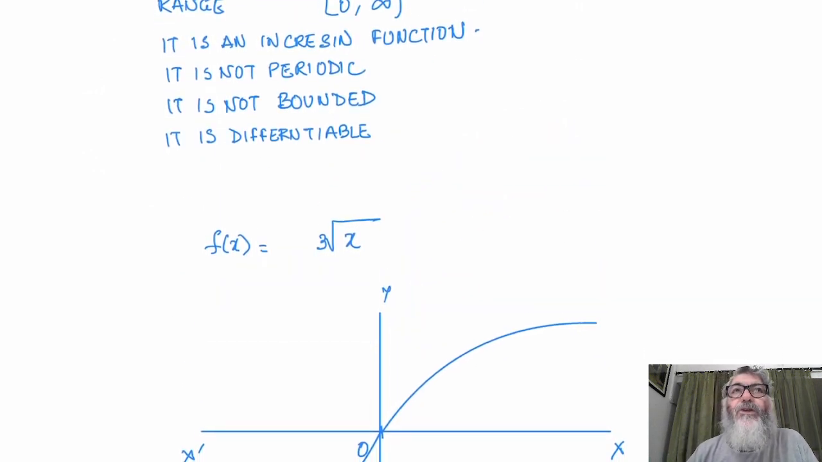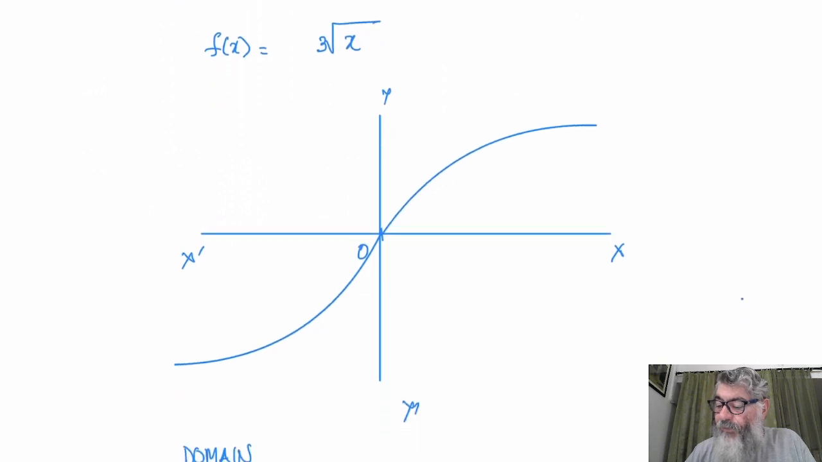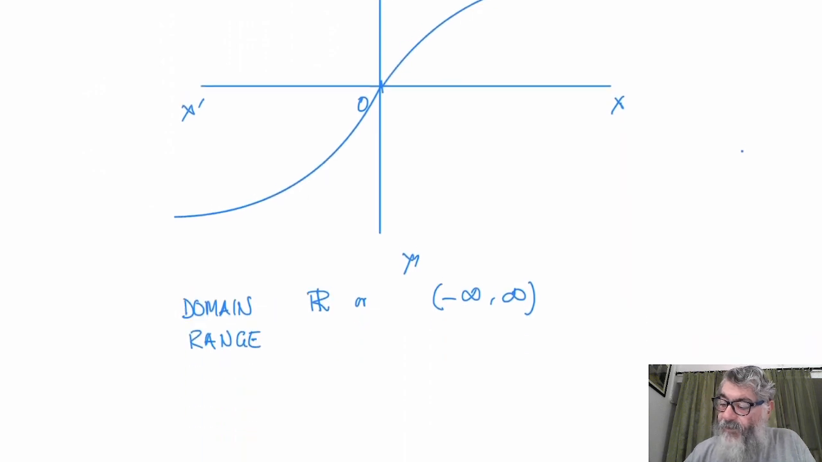When cube root or cube is there, when odd roots are there, you can take negative values also because they will give you the values. So domain is set of real numbers, or as I said, we can write it as minus infinity to plus infinity. Similarly, range, what is the range for this curve? Range for this curve is also set of real numbers, or minus infinity to plus infinity.